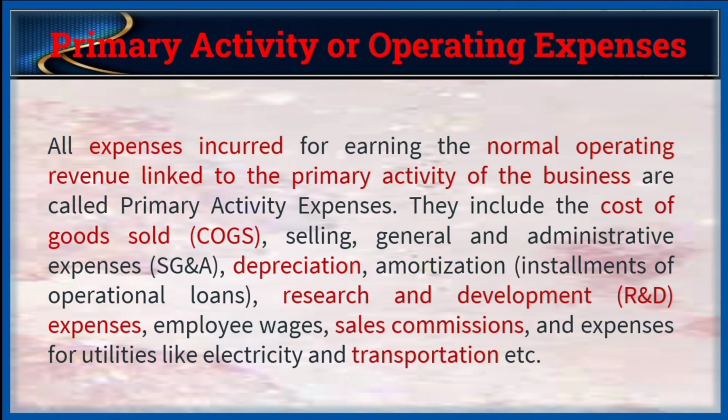Primary activity or operating expenditure. All expenses incurred for earning the normal operating revenue linked to the primary activity of the business are called primary activity expenses. They include the cost of goods sold, COGS, selling, general and administrative expenses, SG&A, depreciation, amortization, installments of operational loans, research and development, R&D, expenses, employee wages, sales commissions, and expenses for utilities like electricity and transportation, etc.